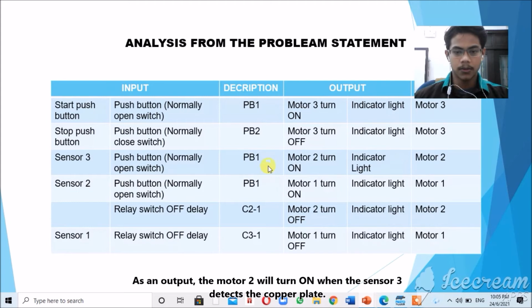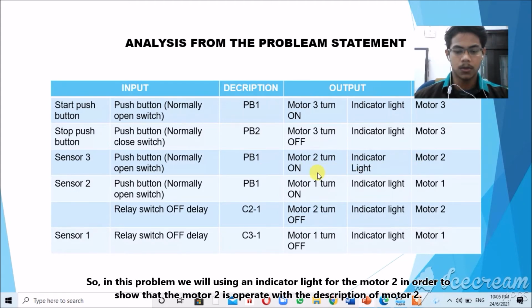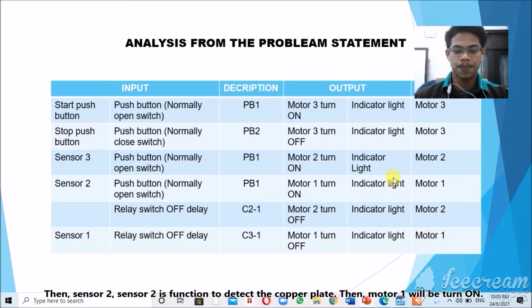As an output, the motor 2 will turn on when the sensor 3 detects the copper plate. So in this problem, we will be using an indicator light for the motor 2 in order to show that the motor 2 is operated, with the description of motor 2. Then sensor 2. Sensor 2 functions to detect the copper plate. Then motor 1 will be turned on.